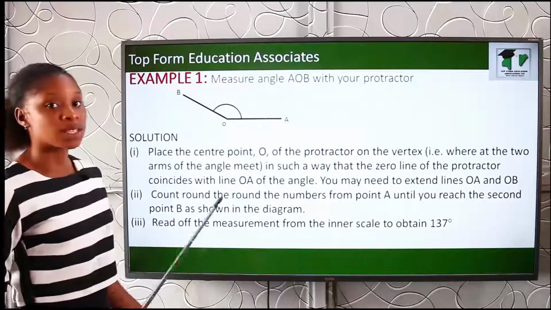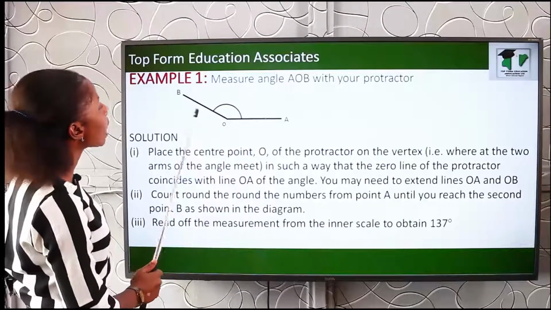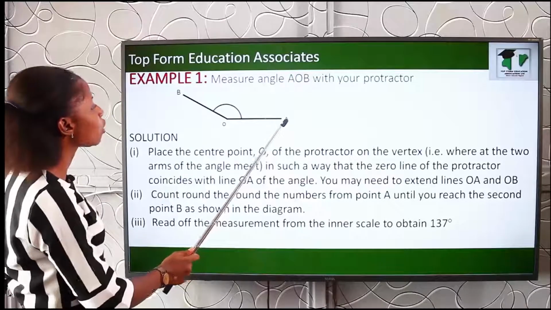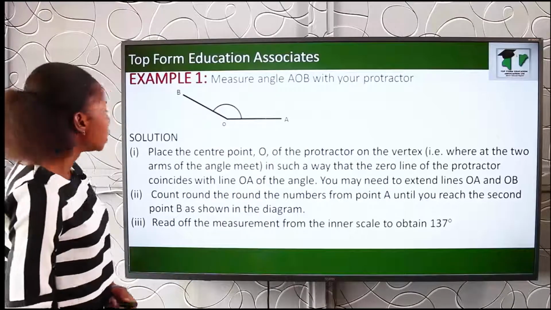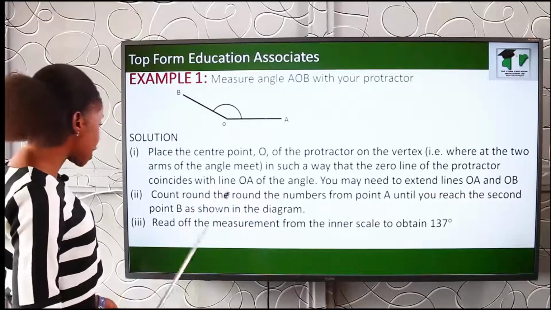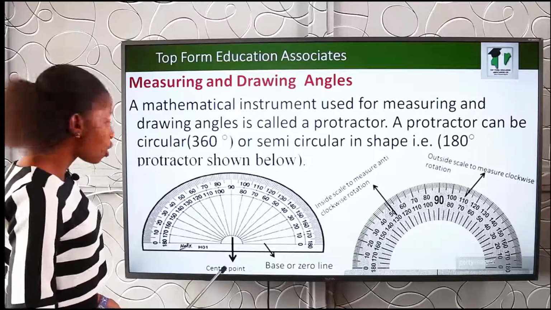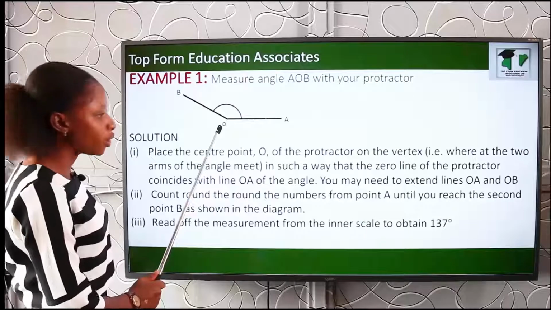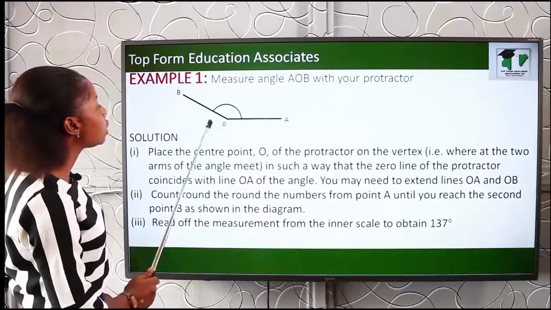Now, quickly, let's take some examples with our protractor. We are asked to measure this angle AOB with our protractor. This is angle AOB. Now, to do this, we are going to place the center point. Remember, this is the center point of the protractor. We are going to place the center point at O, point O of the angle.